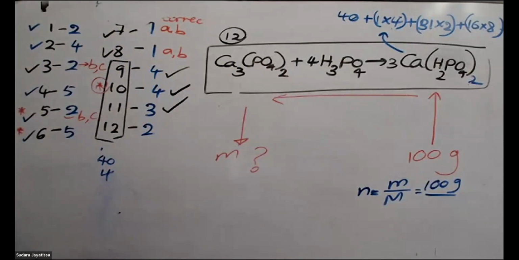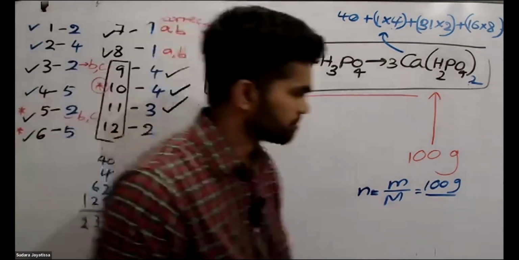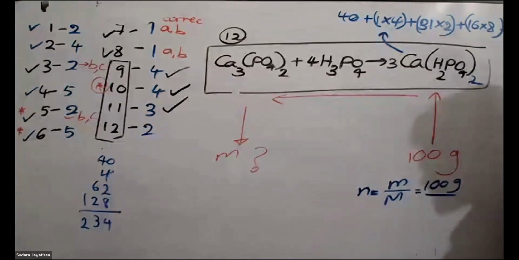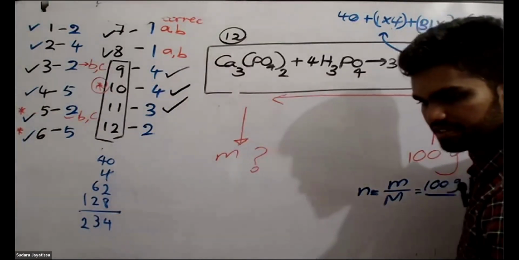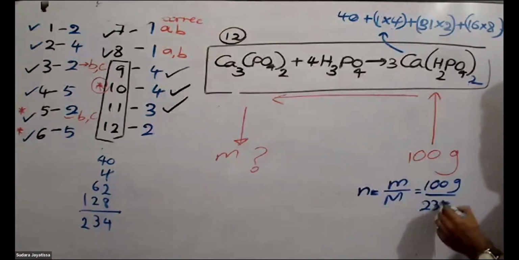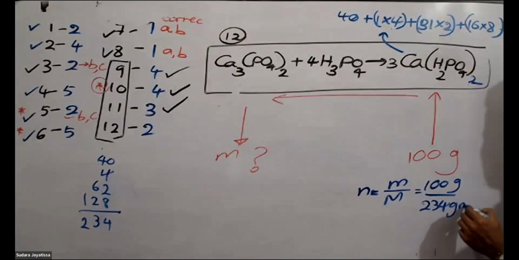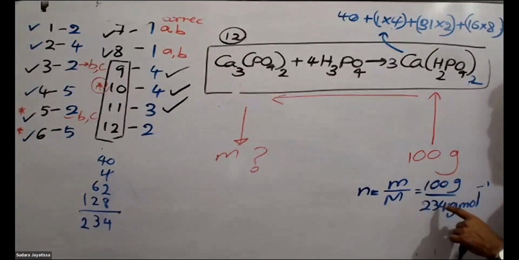Then what is the value? 31 into 2, 62. 16 times 8, 128. So 234. Is that correct? 234 grams per mole. Now you can see, it is not obviously divisible. So let's not try to divide that also.